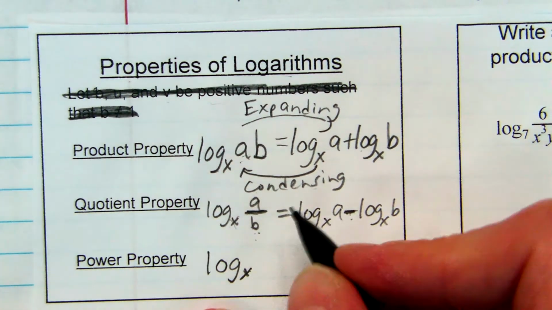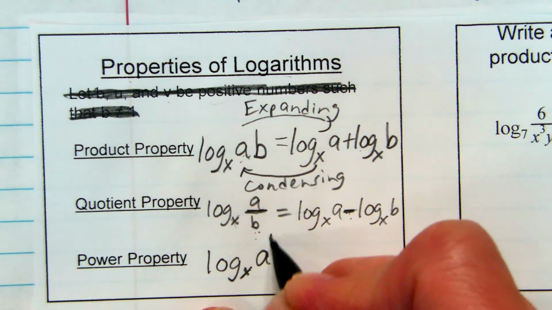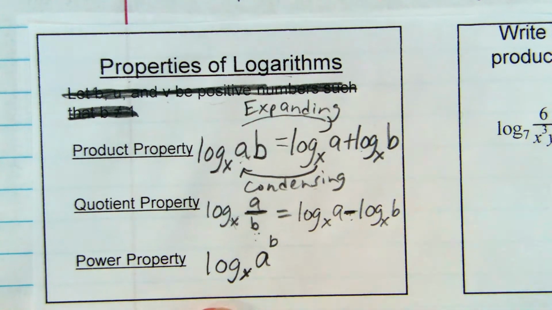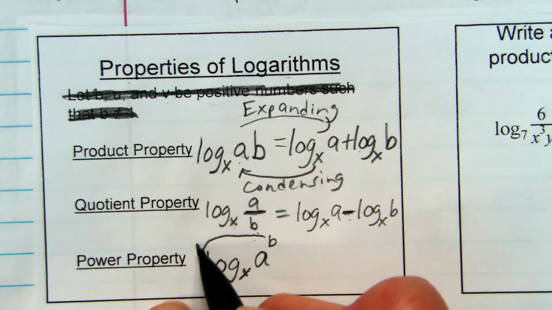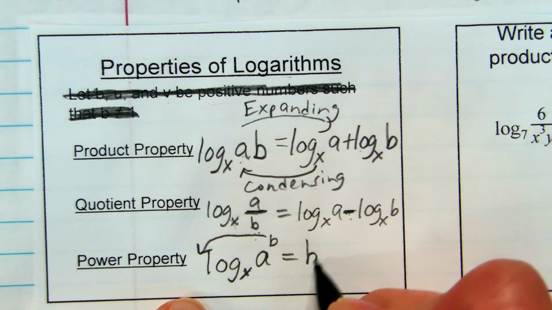So, log base x of a to the b power. There is this really weird rule where this b can be taken out in front of the logarithm.